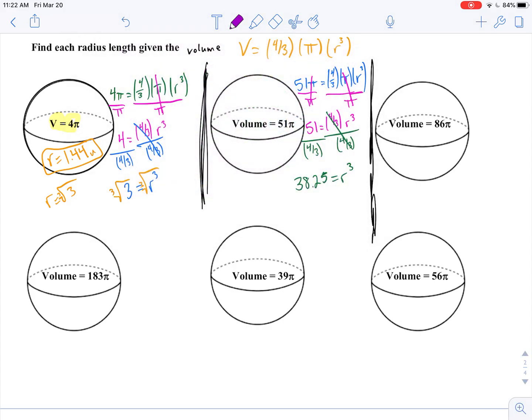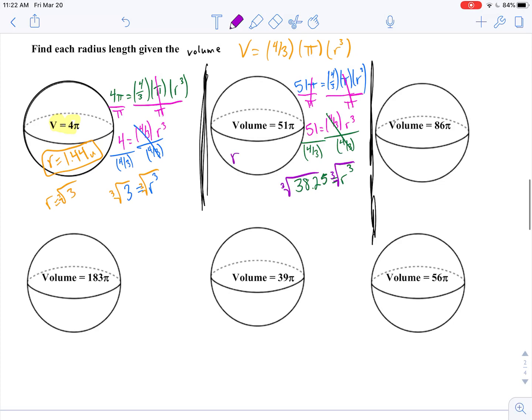equals r cubed. And now our very, very last step here. I want to get rid of that exponent. So what's the opposite of cubing a number? And it's cube rooting. So I can take the cube root of 38.25, and r is approximately 3.37 units.